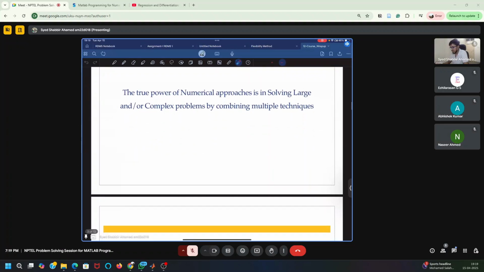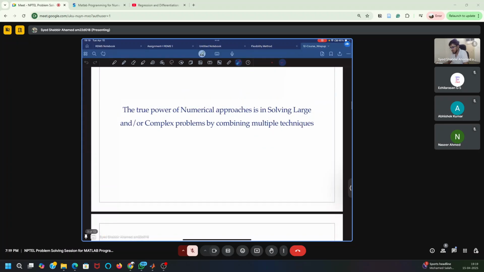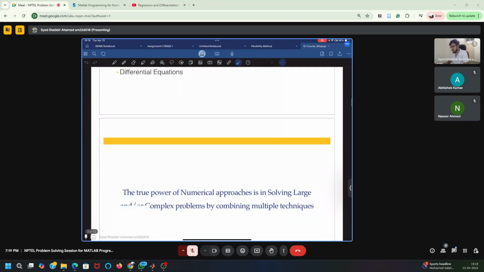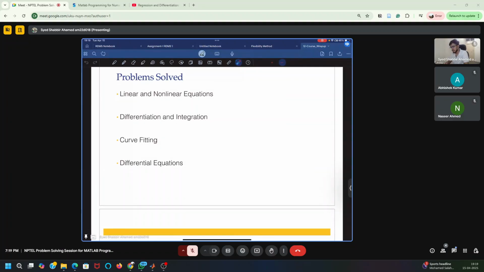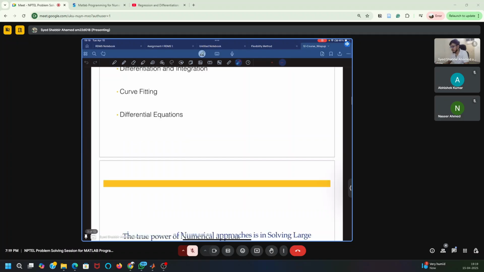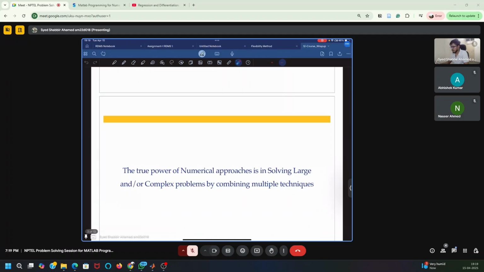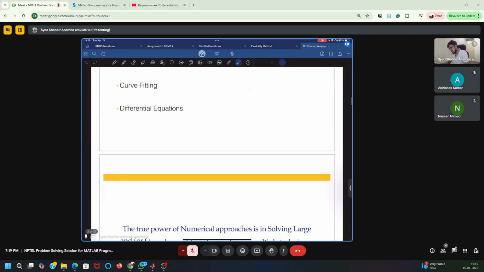So we have seen that while we were solving these problems, we were using multiple approaches. While we were solving partial differential equations, we were also using ODE15s, combining central difference with ODE15s, or ODE45, which means you are combining RK4 with our central difference. So different things.